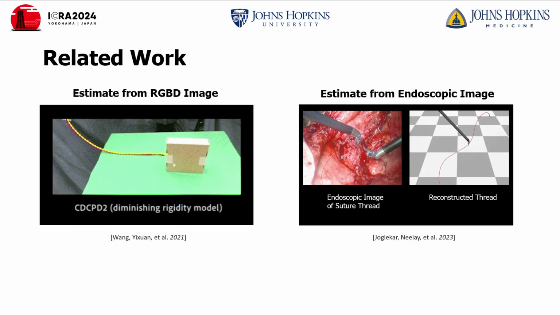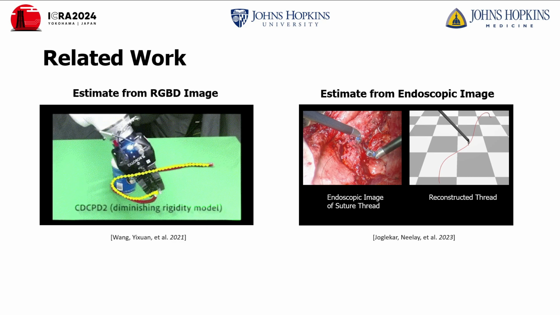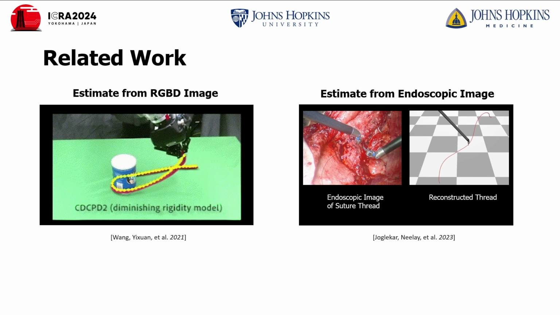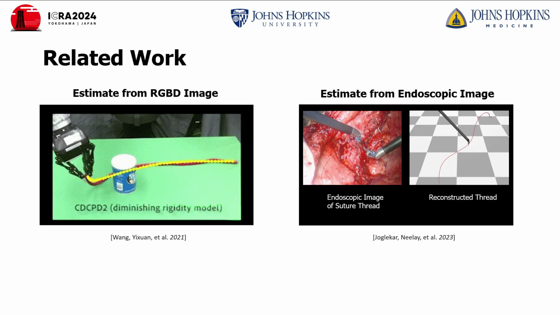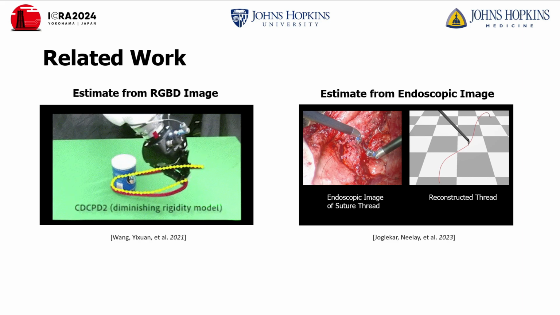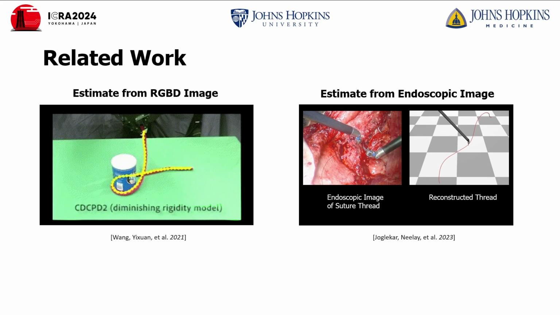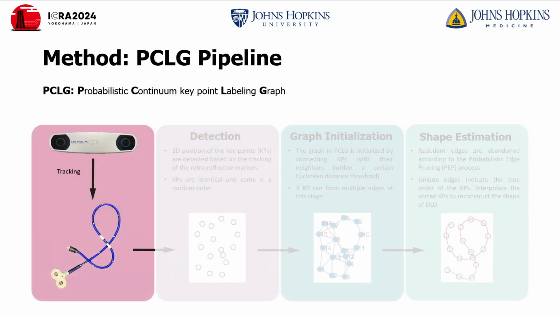Some related work is shown here. In 2021, Wang et al. reconstructed the shape of a rope from RGBD images. Similar work has been done in surgical applications, where endoscopic images are used to reconstruct the suture thread. The limitation of such image-based methods is the requirement that a high-quality segmentation mask must be obtained to gain good reconstruction. And we know that the quality of the segmentation often depends on the complexity of the background. The proposed method in this work aims to address this limitation by using an optical tracker and a novel algorithm.